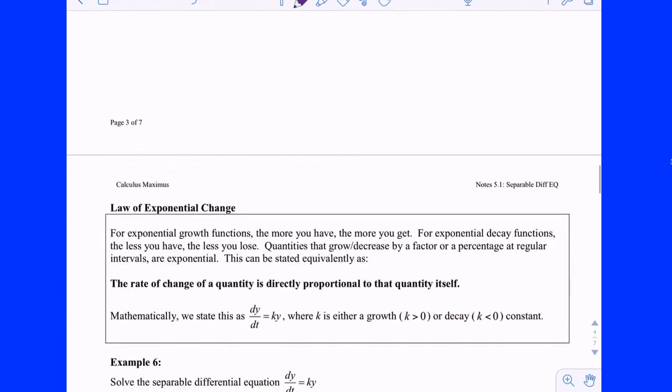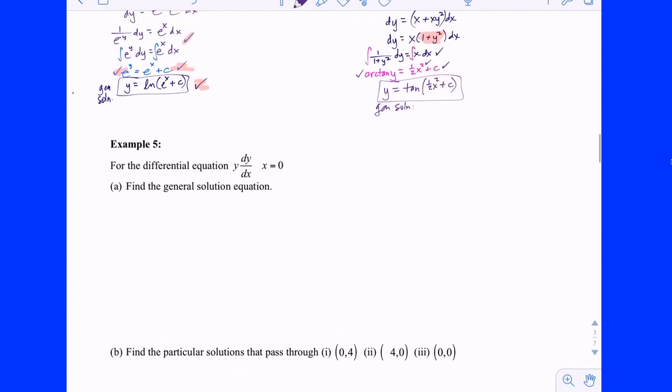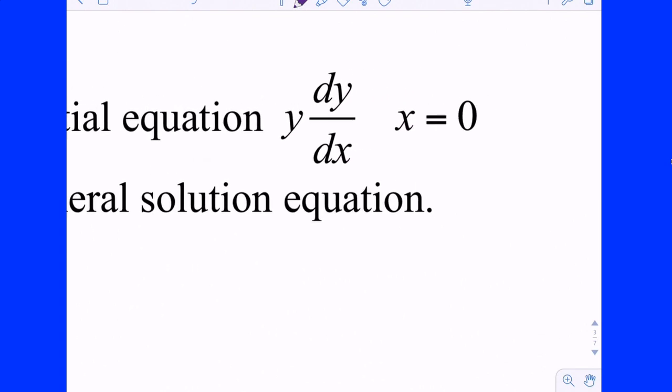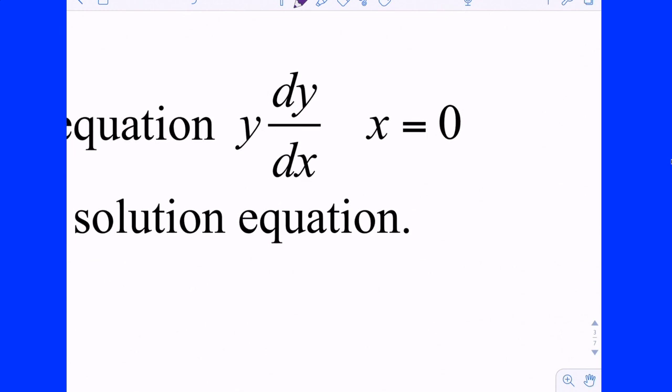All right, example 5. So far, so good, by the way? For the differential equation, are we missing a symbol? We're missing a symbol. You want to do minus? Yeah. Okay. Gosh dang it. We haven't had that problem in a while. You want to do minus?